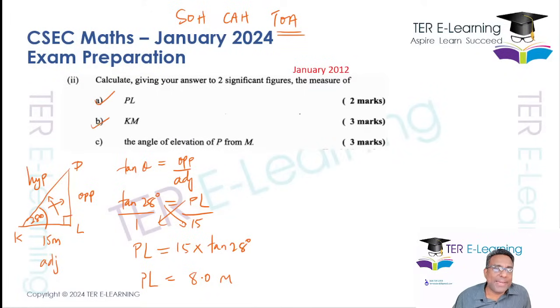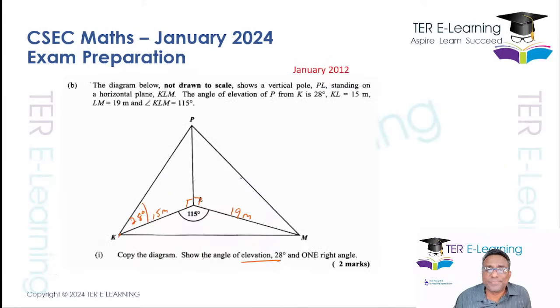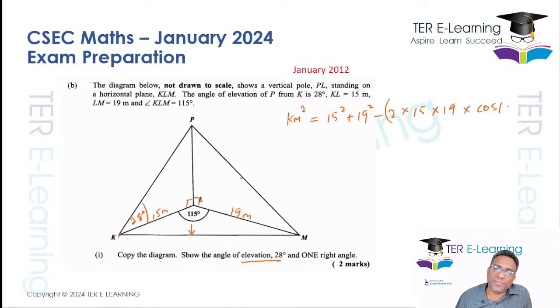Part B, we want to get KM. So where is KM now? KM is, so what we're looking at is the triangle at the base. Therefore we can use the cosine rule to work this out. KM squared is equal to 15 squared plus 19 squared minus 2 by 15 by 19 by cosine 115.